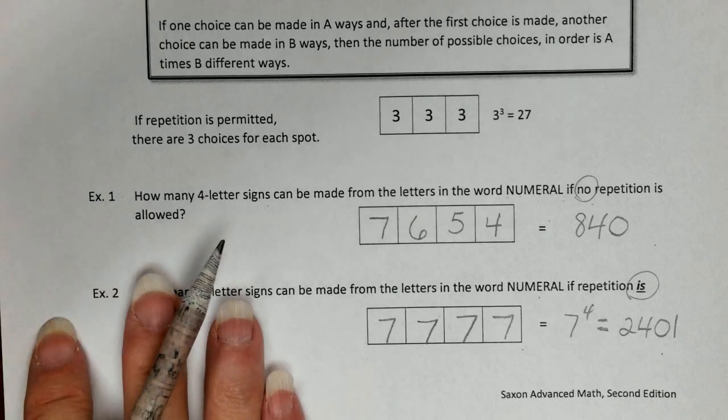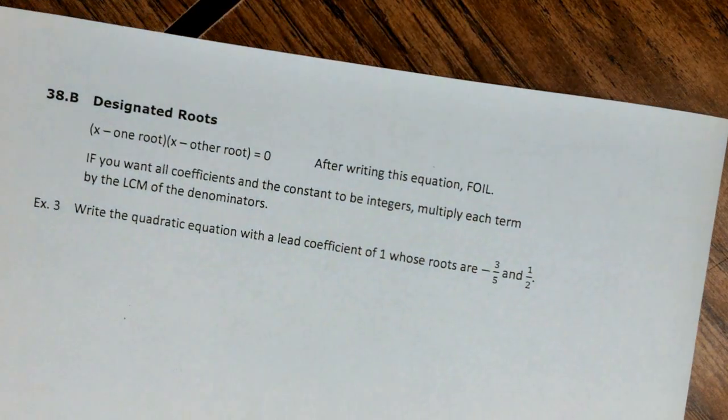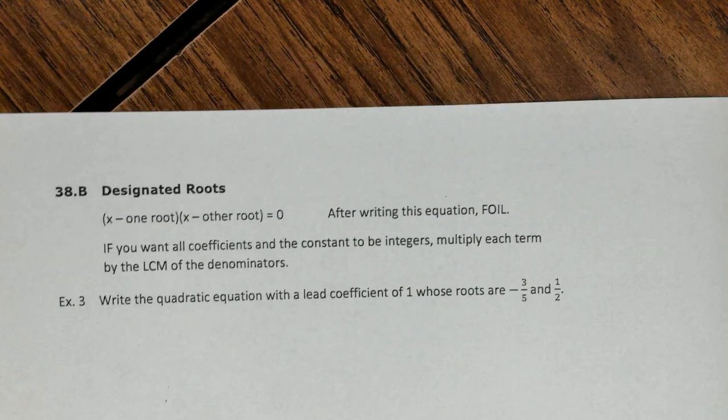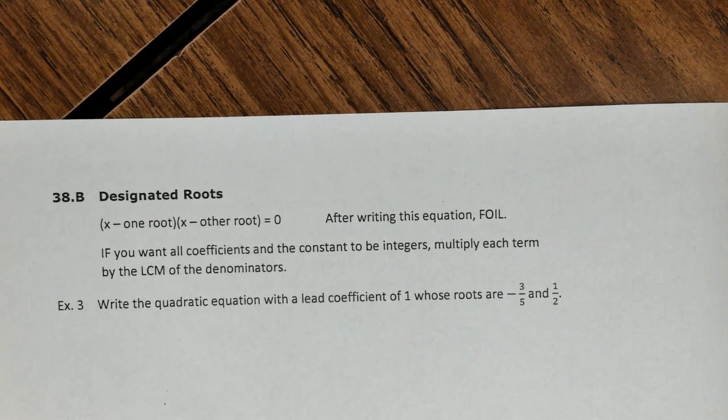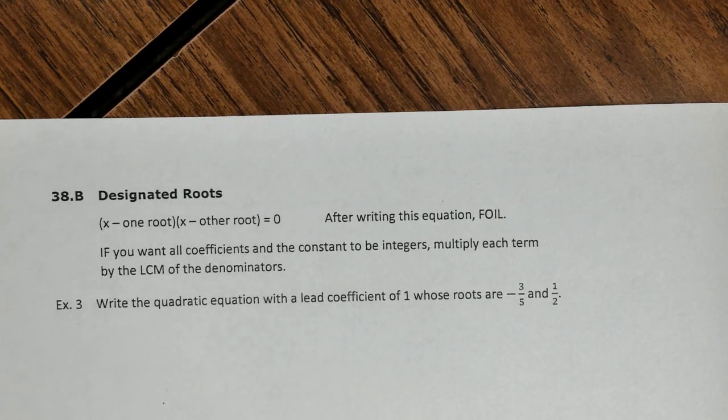Anyway, that's those. There are many more examples in the book that I didn't include in your notes, so you should take a look at those. But we're going to move on now to designated roots, which is part B. Totally unrelated to the permutations.